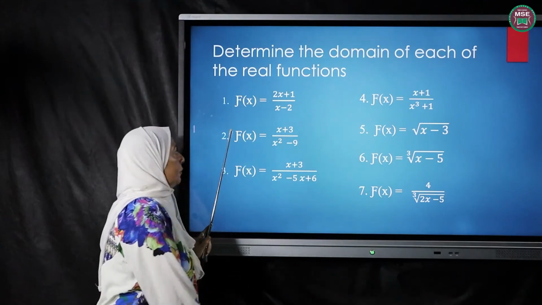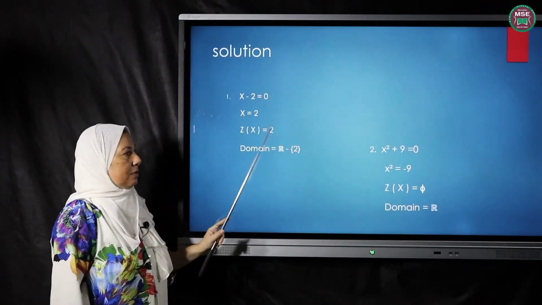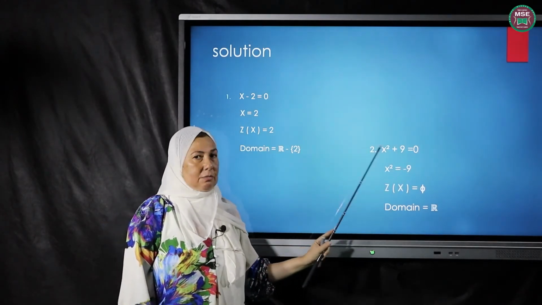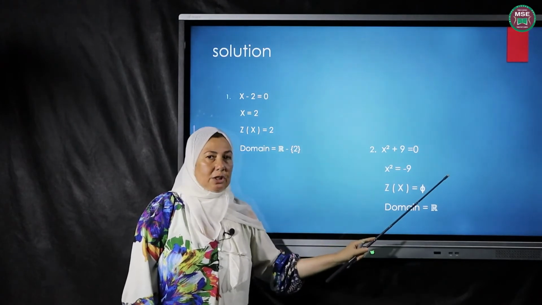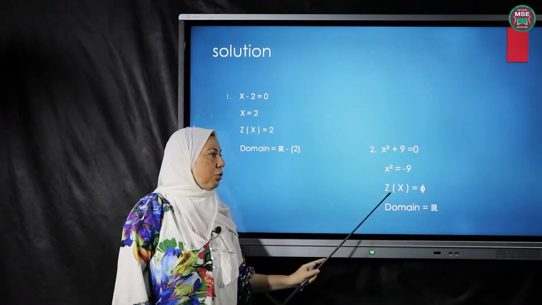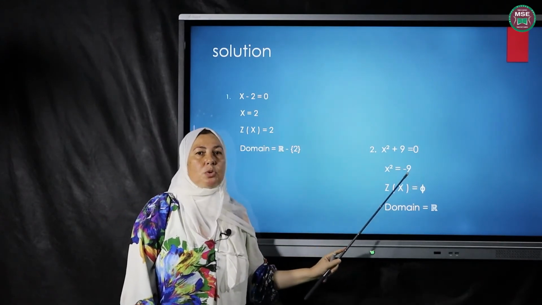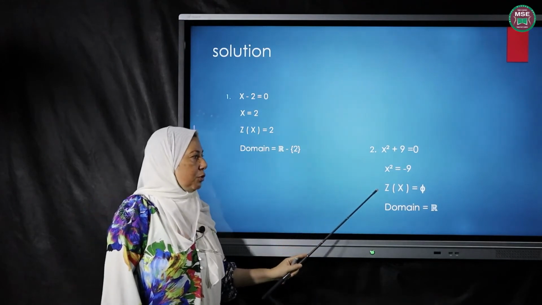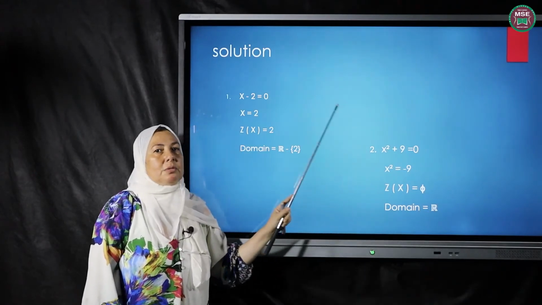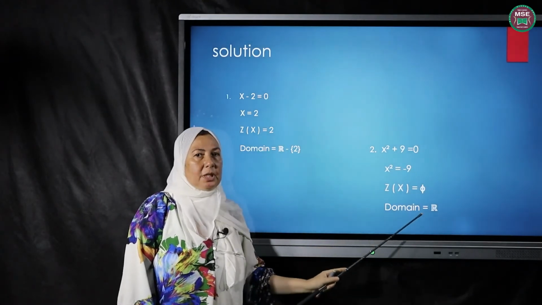Number two, f of x equals x plus 2 over x squared plus 9. Domain of the fraction function: x squared plus 9 equals 0, so x squared equals negative 9. Square root of negative 9: there is no such number, since x squared is always positive. The set of zeros is empty. The domain equals the real numbers except the set of zeros of the denominator, which is empty. Therefore, the domain equals R.